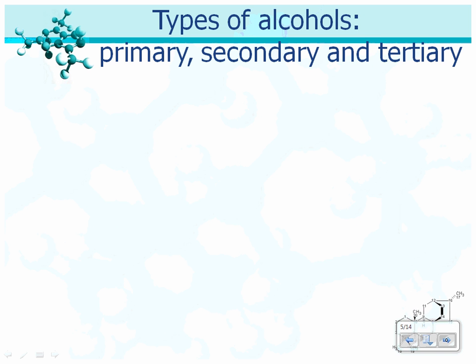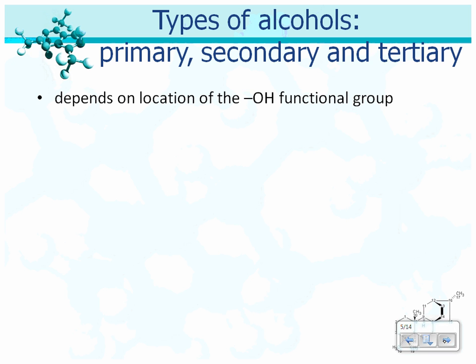All right, types of alcohols: primary, secondary, and tertiary. We looked at these really quickly in your lab, but hopefully you had no idea what they were. So now you're going to be able to start to piece those pieces of the puzzle together. So basically what happens here is we depend on the location of that hydroxy group.